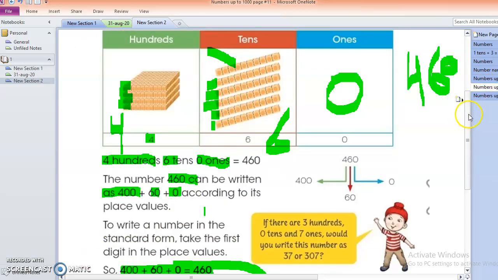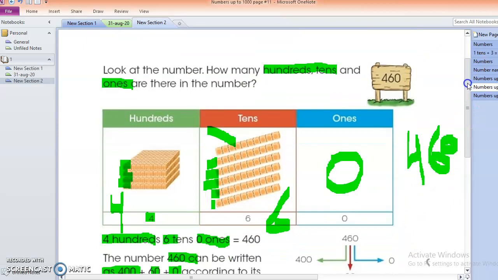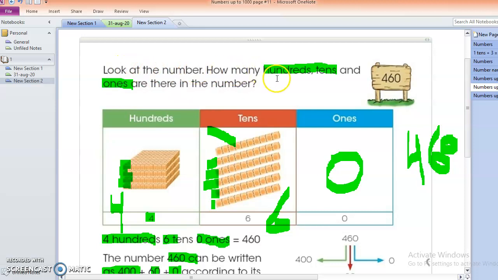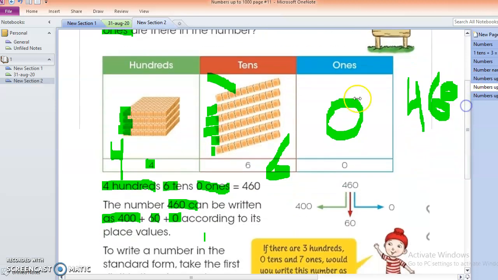Going to page number 11. Now, open page number 11 and check here. Look at the number, how many hundreds, tens and ones are there in the numbers. So, you check, there are 4 hundreds, 1, 2, 3, 4. So, you will say there are 4 hundreds. And how many tens are there? There are 1, 2, 3, 4, 5, 6 tens, and there are 0 ones.